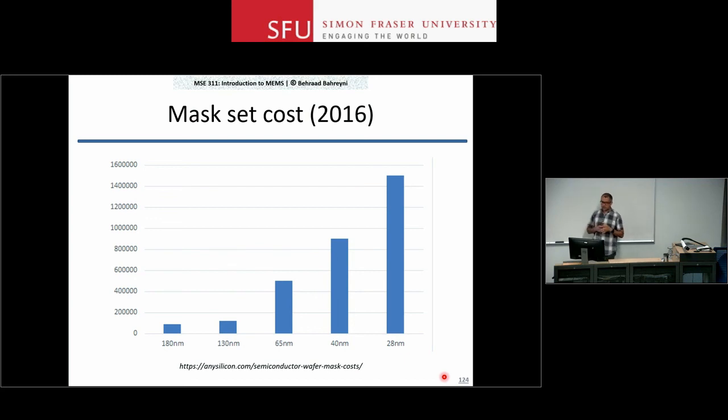Just to appreciate how challenging these processes are for manufacturing, here is the cost of masks up to 2016. I don't actually have a graph like this for more recent processes, but you can expect a similar type of growth in costs. So in 2016, for 28 nanometer technology, this is 3 or 4 generations before already, the cost of one mask set was $1.6 million, right? So not a lot of companies can afford that.